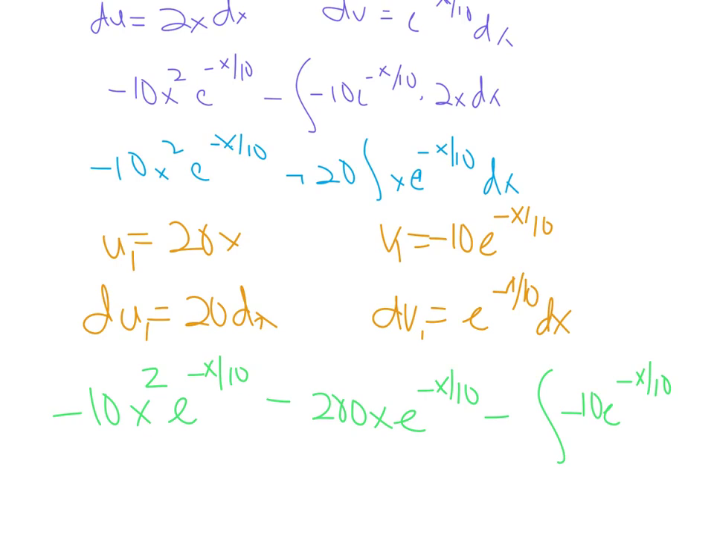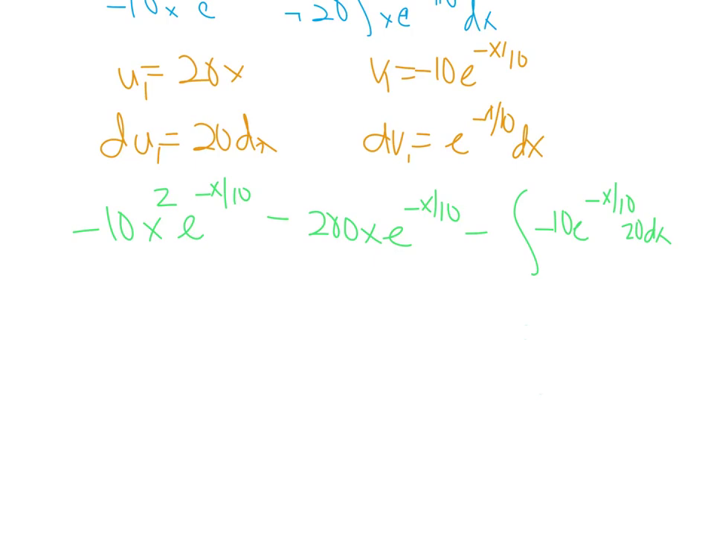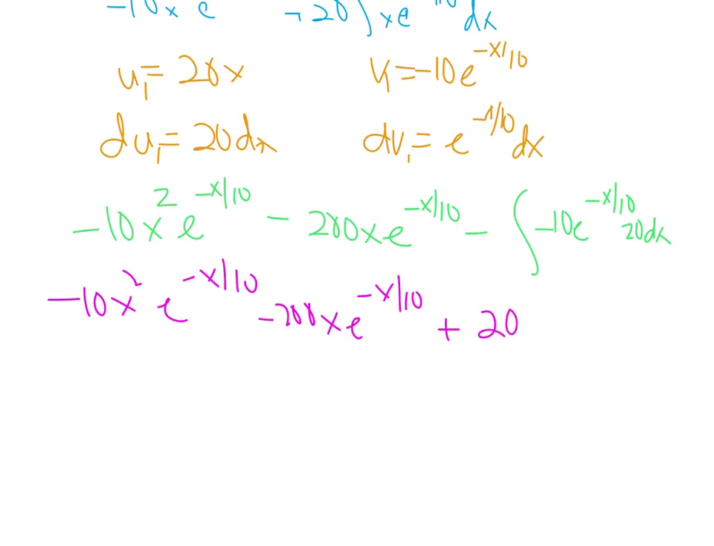And du actually has 20 dx. There we go. So let's rewrite this so we don't mess things up. x squared e to the negative x over 10 minus 200x e to the negative x over 10 plus 200 e to the negative x over 10 dx.